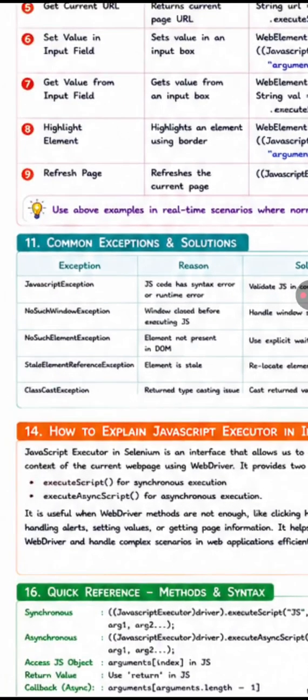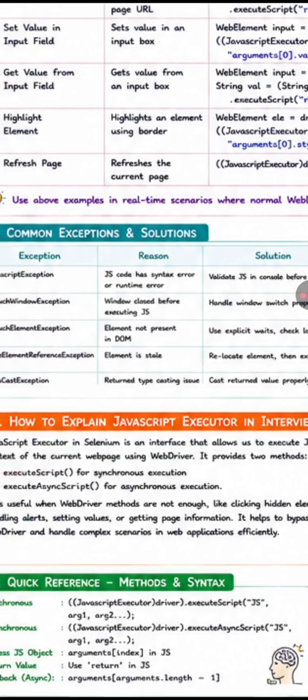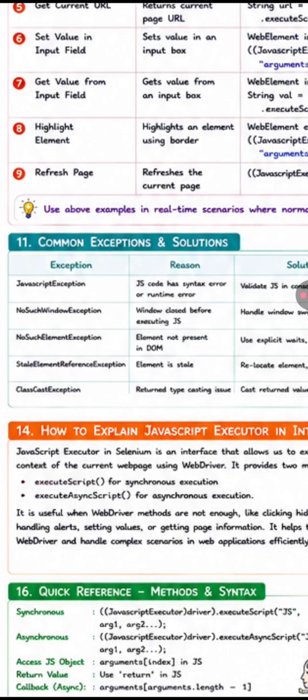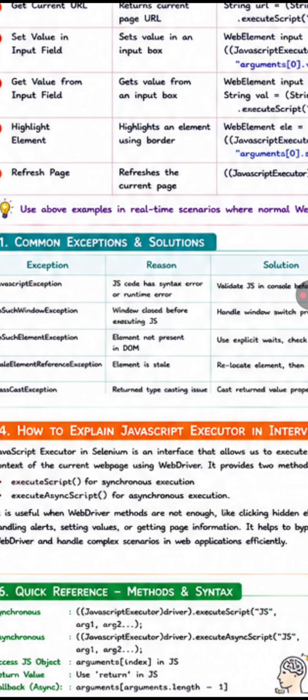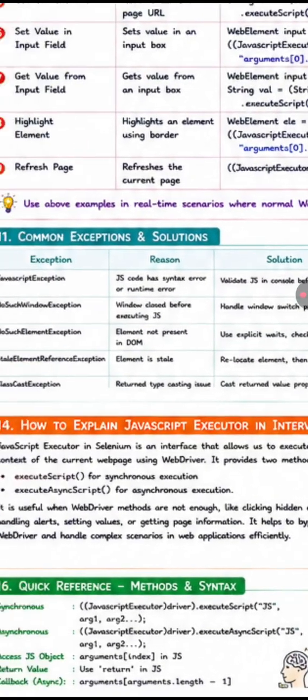window. Then there is NoSuchElementException, and we face this exception because the element is not present in the DOM. To handle this situation we have to use explicit wait and check the locator properly. Then there is StaleElementReferenceException: the element is stale due to the page refresh, we get this exception, and for the solution we have to relocate the element and then execute.